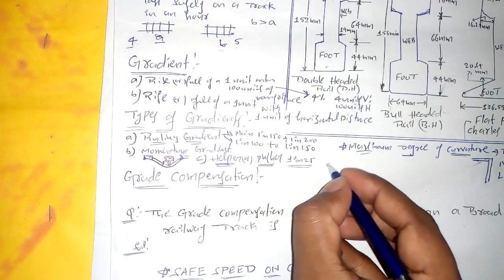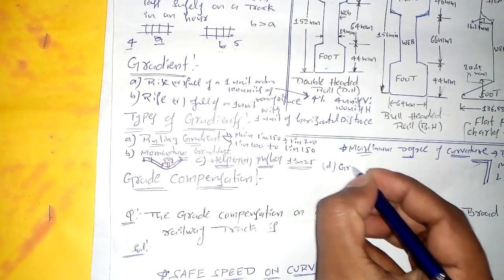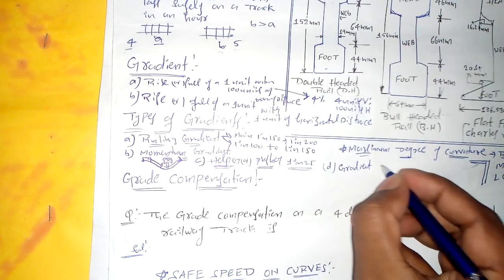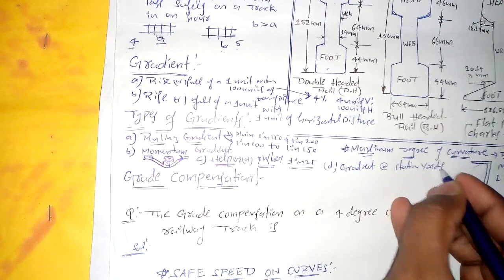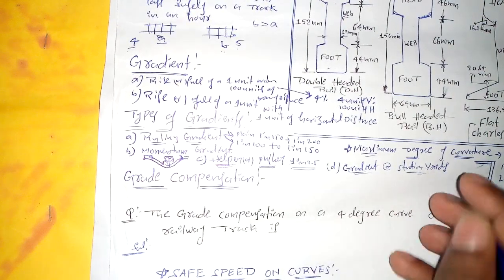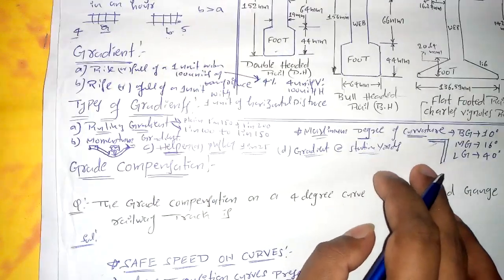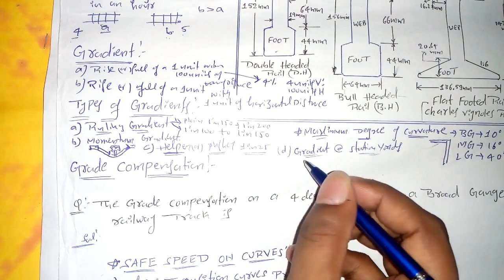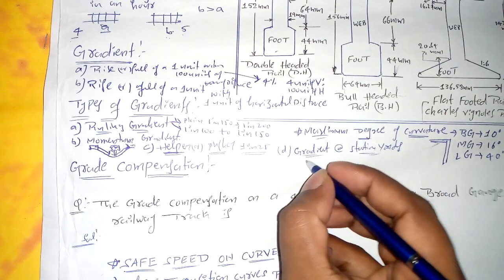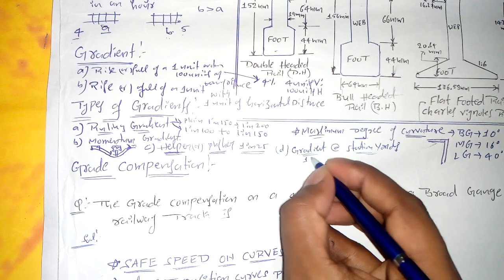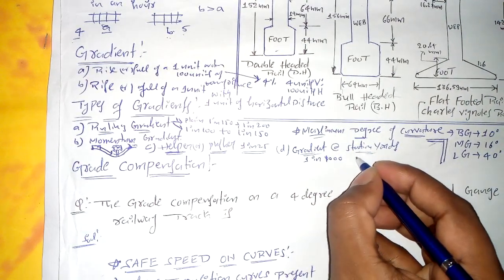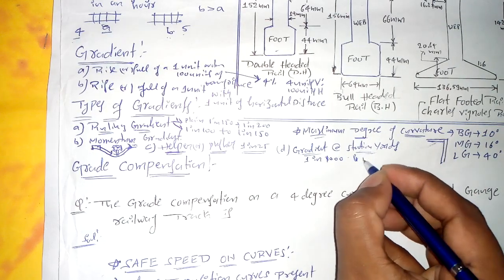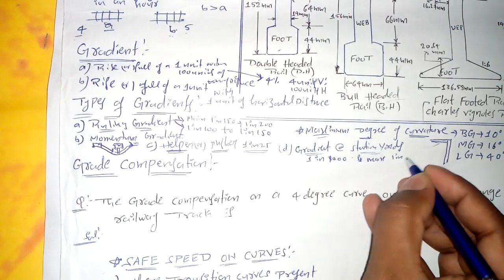And another one is gradient at station ends. At station ends, a minimum gradient is provided to drain the rainwater. It is generally 1 in 1000 minimum, and maximum 1 in 400.